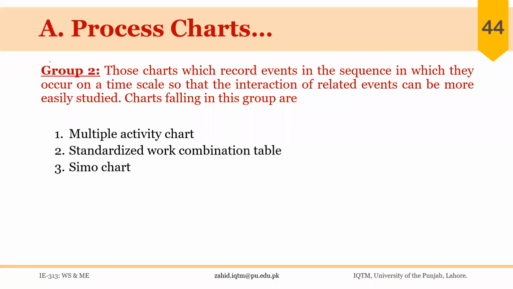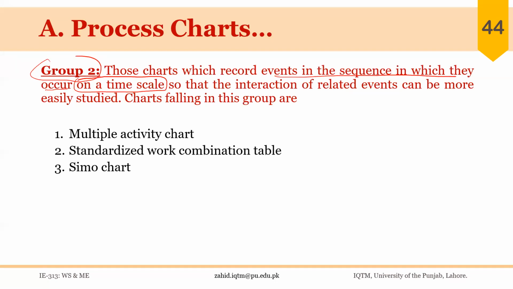The second group of process charts are those charts which record events in the sequence in which they occur. So that is common with the first group. We show the sequence of events, but we draw them on a time scale. So that is the difference. So that the interaction of related events can be more easily studied. Charts falling in this group are three: multiple activity chart, standardized work combination table, and SIMO chart.